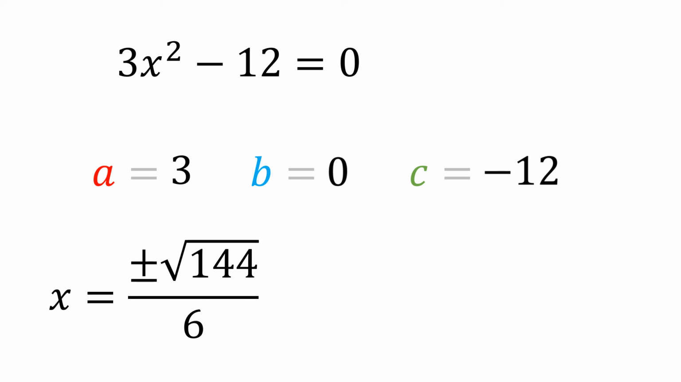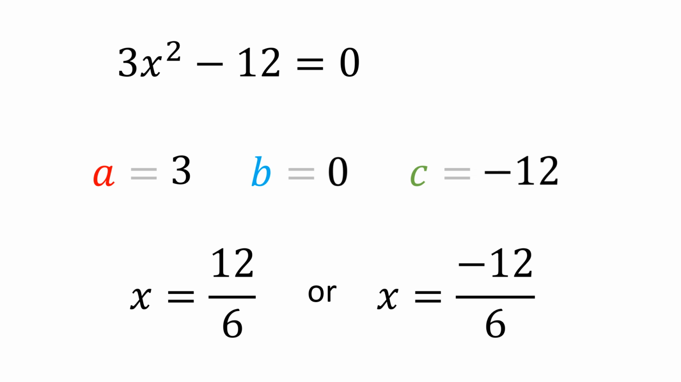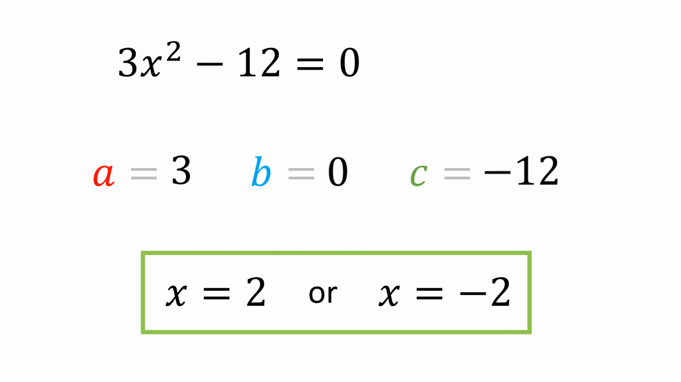Square root of 144 is 12, so we have positive or negative 12 over 6. This means x equals 12 over 6, or x equals negative 12 over 6. Simplifying, we have x equals 2, or x equals negative 2. So therefore, the solutions are 2 or negative 2.